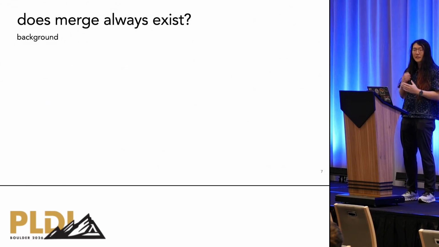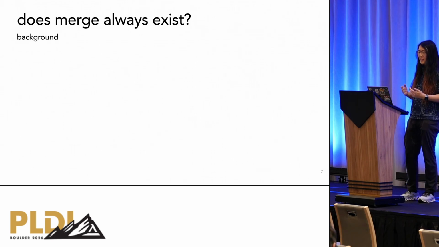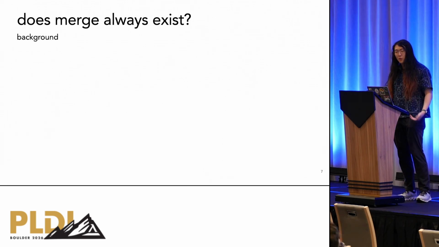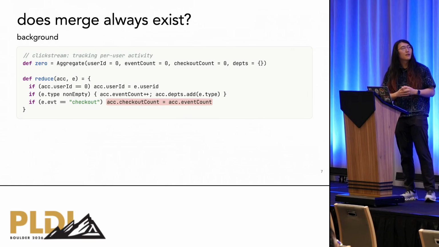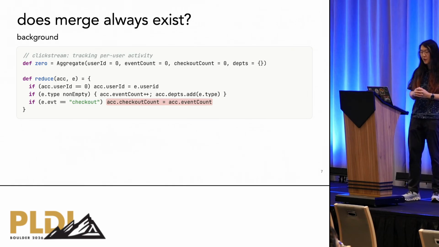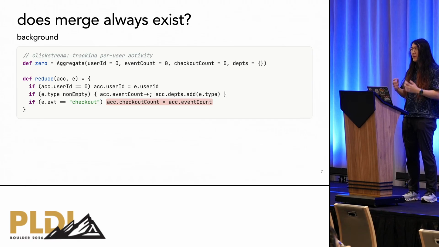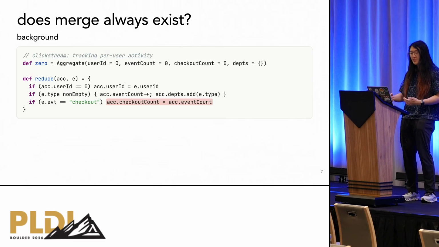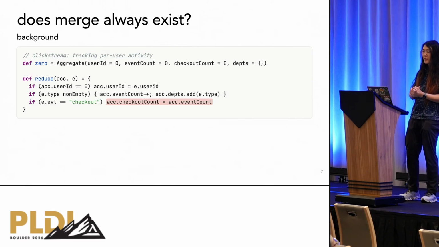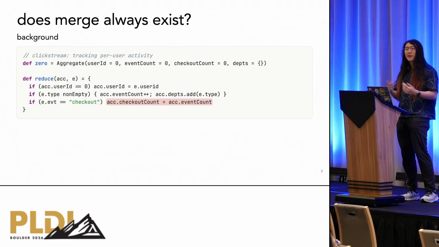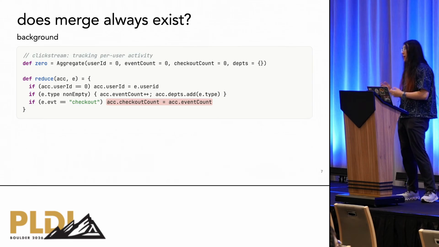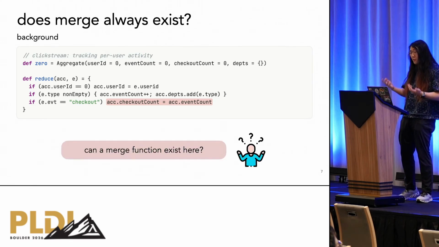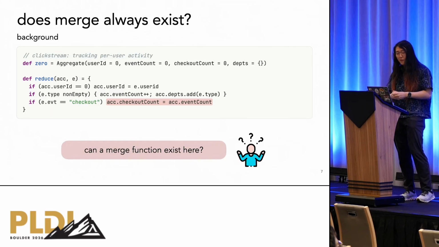Okay, and what makes the problem even worse is that the merge function does not always exist. Let me show you this example. This simplified UDAF basically aggregates events from a website that is tracking all of the user clicks and all of the events. And if you take a look at the third line, it says that if the current event is checkout, then you update checkout count to be event count. Well, can a merge function exist for this UDAF?